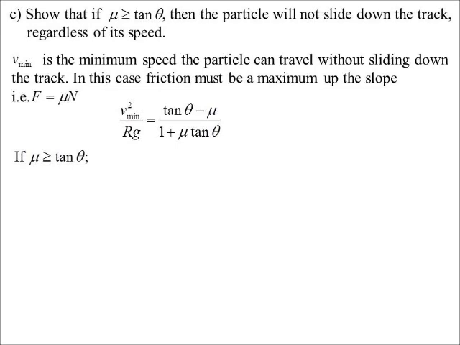Now, we've been told that mu is greater than or equal to tan theta. So therefore, V squared minimum on Rg must be less than or equal to 0. Why must it be less than or equal to 0? Yeah, because the bottom's going to be positive no matter what. But the top, if I'm taking away something that's greater than tan theta, I've got to get a negative number. So V squared minimum is less than or equal to 0.